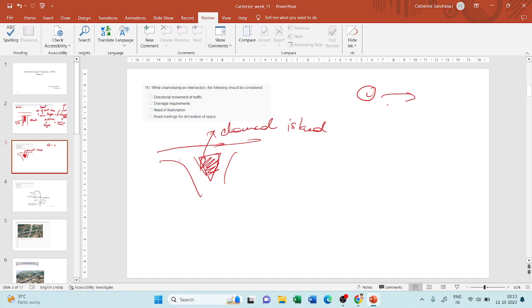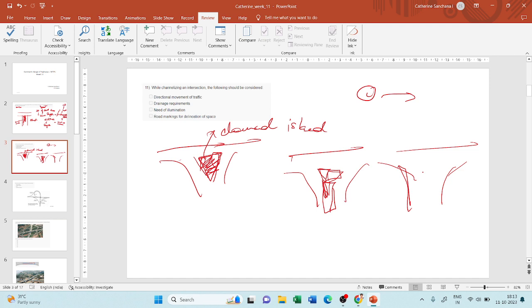Then you should make sure that there are not multiple islands in a single place, right? So if you have something like this, you should not go with multiple islands. Okay, multiple islands like this, but you should make sure that it is a... sorry, my diagram is very poor. Okay, so you should not go with multiple islands like this. You should try to ensure that it is occupied by one large island. Okay, so this is one criteria.